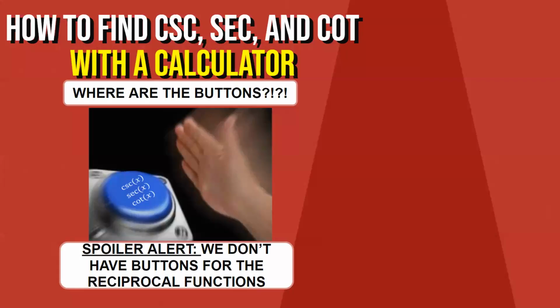And lastly, I know you guys have been dying to use a little bit of calculator work because I've been seeing you in class wanting to reduce these fractions and things like that. So how do we find cosecant, secant, and cotangent with a calculator? Look at your calculator right now. Do you see a cosecant, secant, and cotangent button? Where are the buttons? Spoiler alert, there are none.